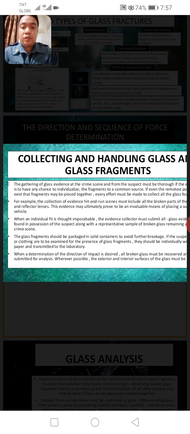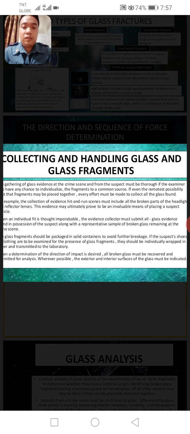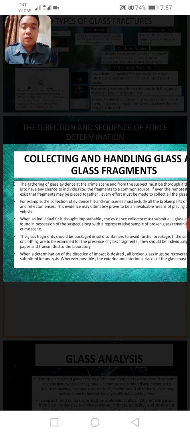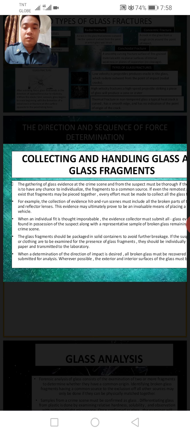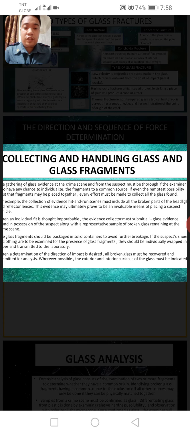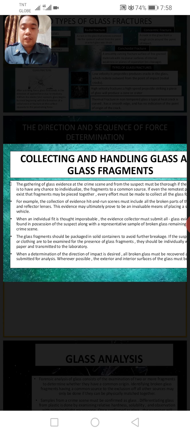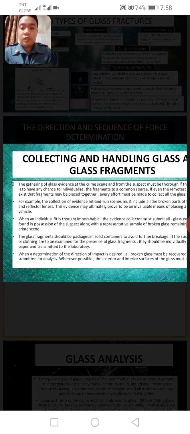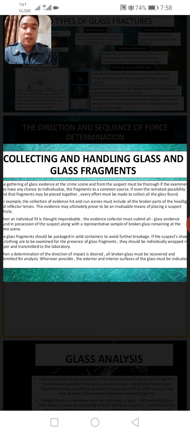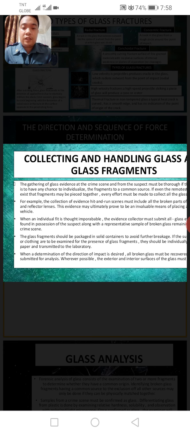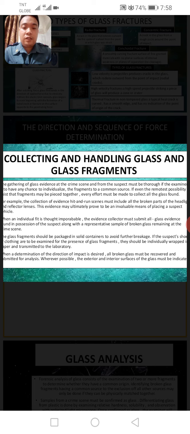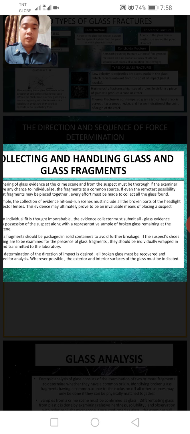The glass fragments should be packaged in a solid container to avoid further breakage. If the suspect's shoes or clothing are to be examined for the presence of glass fragments, they should be individually wrapped in paper and transmitted to the laboratory. When a determination of the direction of impact is desired, all broken glass must be recovered and submitted for analysis whenever possible. The exterior and interior glass must be indicated.